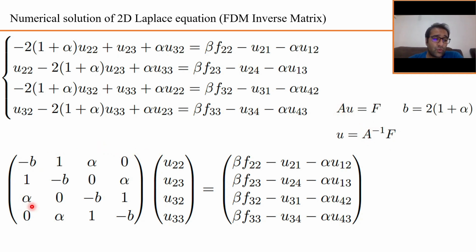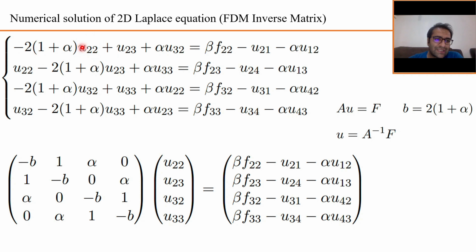And let me check, did we derive this matrix form correctly or not? If you look at the system of equations, you see, for example, is there any u_22 in the first equation? In the first equation, yes, we have u_22 here. What is the coefficient?